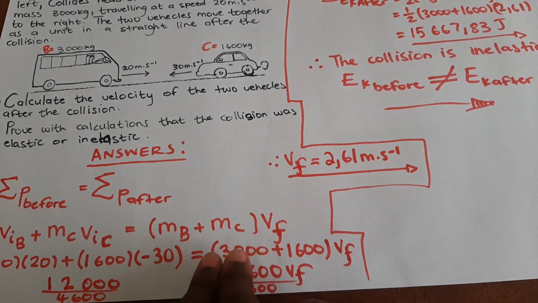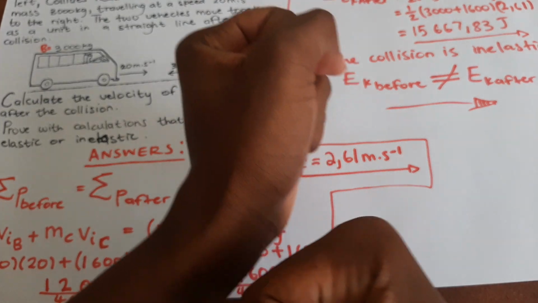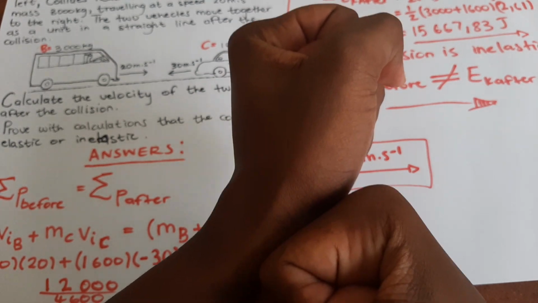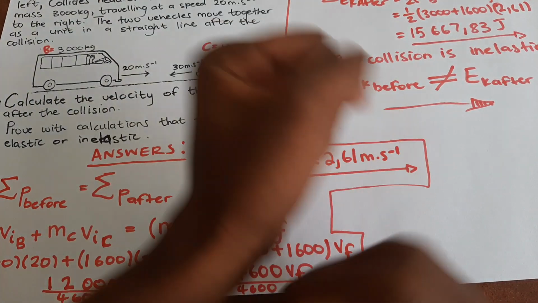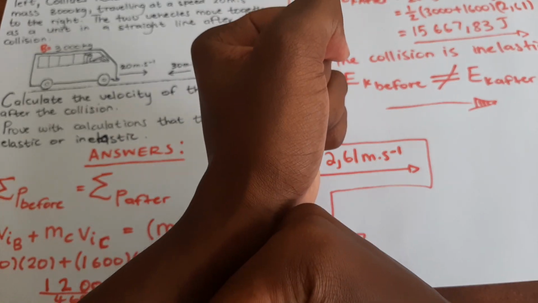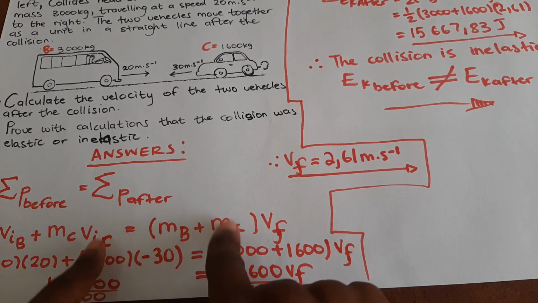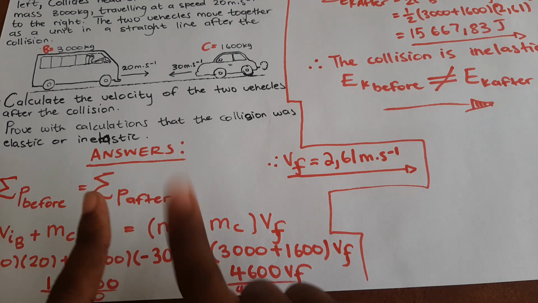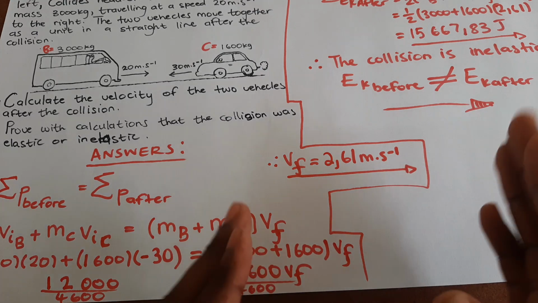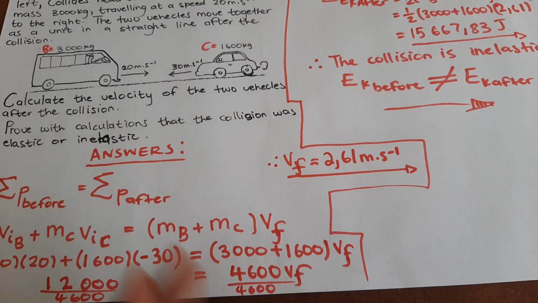But this can also happen before the collision, meaning that the objects were moving together, connected, but after the collision they separated. So before the collision we add their masses, and after the collision we separate their masses. You say mass multiplied by the final velocity plus mass multiplied by the final velocity. But before, it's mass plus mass multiplied by the initial velocity. That's how it goes.